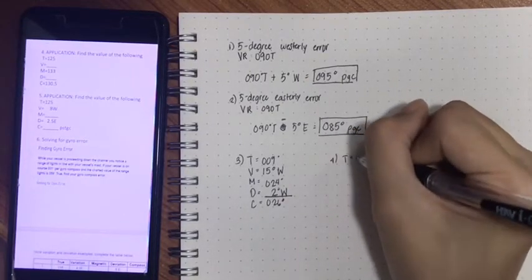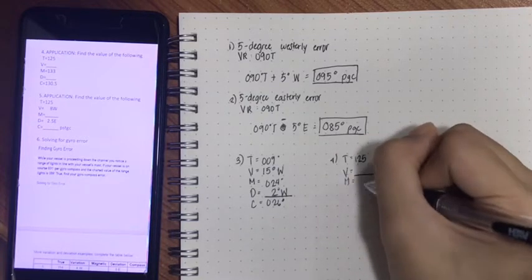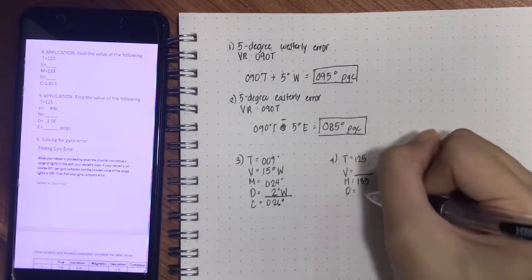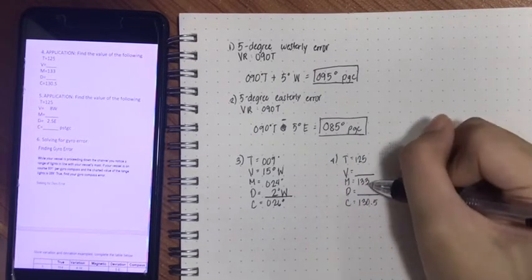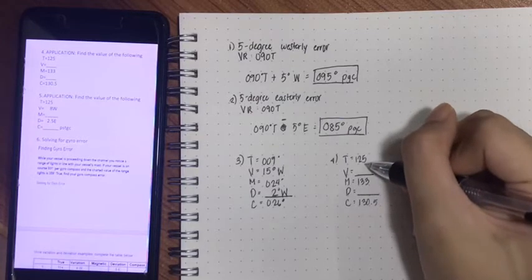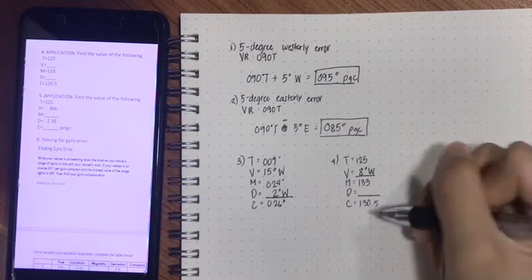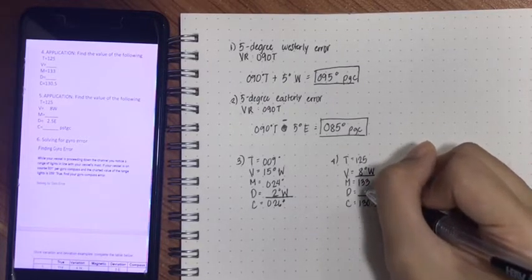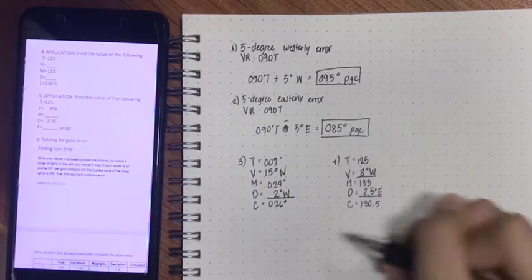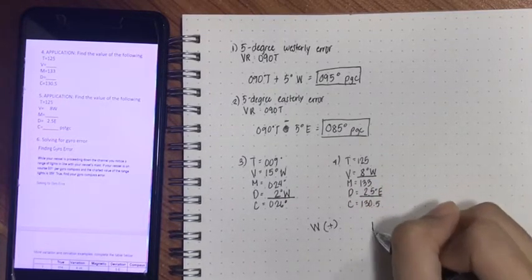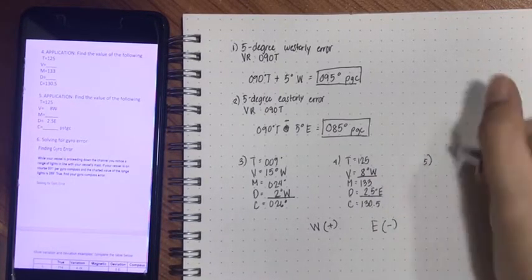Number four, we have true 125, blank in variation, 133 in magnetic, blank deviation, and 130.5 in compass. So magnetic minus true, that is 8, so 8 degrees west. And then 133, that's magnetic minus compass, that's 2.5 degrees east. So if it's west, we add it, and then if it's east, we subtract it.